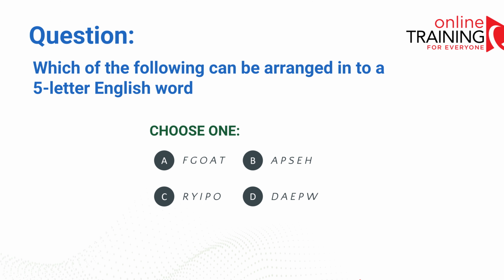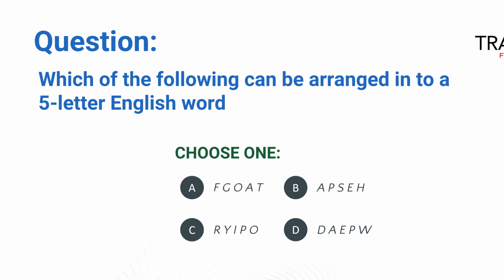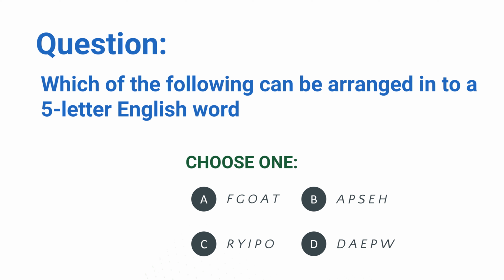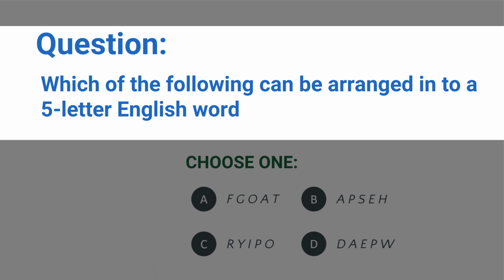Now let's look at the question where you are tested not just on how well you know English, but also how well you can operate with letters and take guesses based on the questions asked. A lot of times these types of questions are used in verbal reasoning tests and in a lot of other tests as well, for example, psychometric tests or logic reasoning tests. These types of questions we see all the time. So the question: which of the following can be arranged to a 5-letter English word?